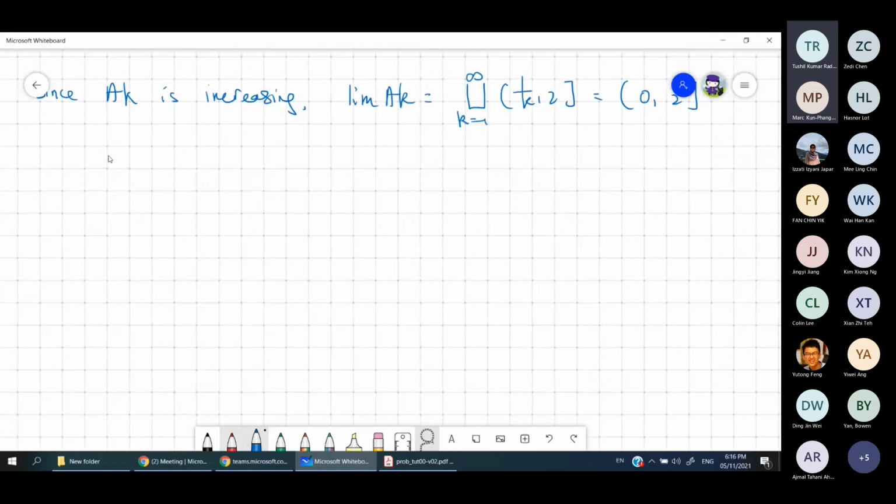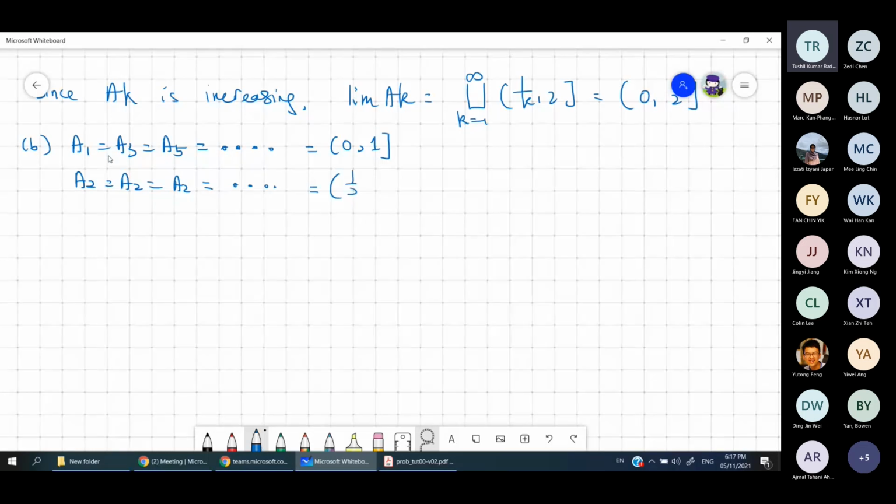Okay, so for B. We say for odd numbers, A1 equals A3 equals A5 and so on. So all the odd-numbered A is a fixed interval (0, 1], and all the even-numbered A is equal to (1/2, 2]. Because this is a repeated pattern, you can see this.